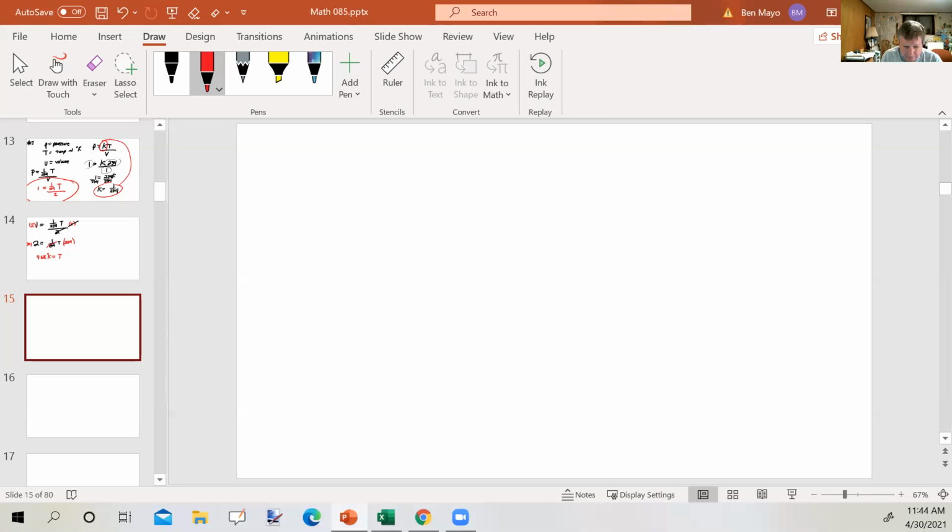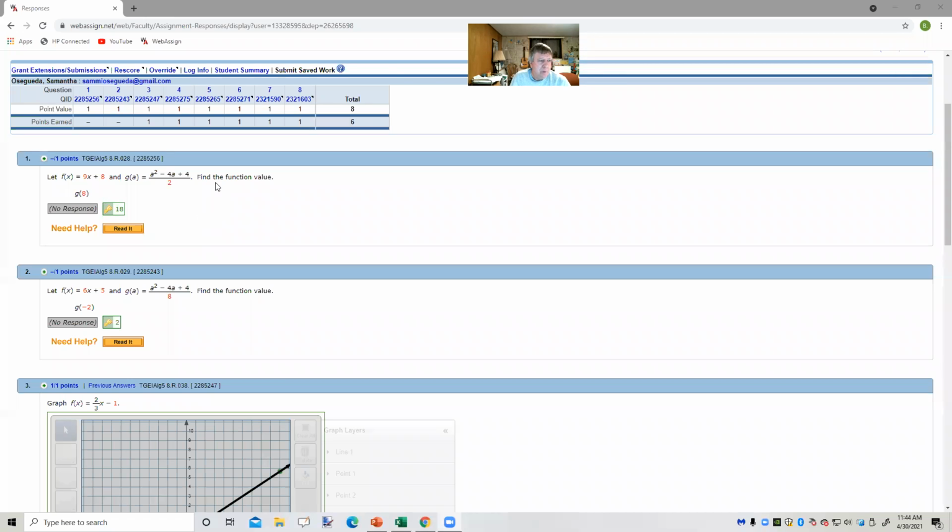Okay, why am I saying all this ridiculous stuff? Okay, here's why. Problem number 1, it says let f of x equal 9x plus 8 and g of a equal a squared minus 4a plus 4 all over 2. We want g of 8. Well, what do we do with f of x equals 9x plus 8? Absolutely nothing. That's Maria. We're not asking about Maria. We're asking about g of 8. So we're only dealing with this.